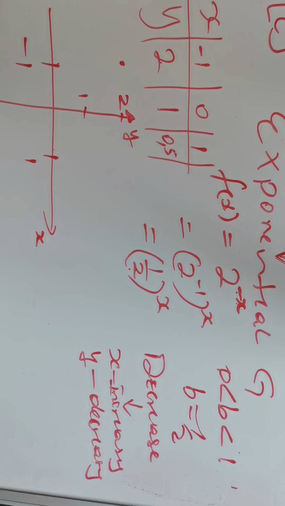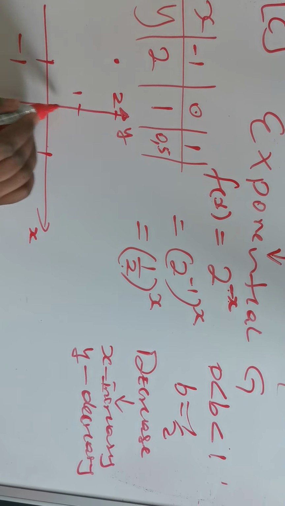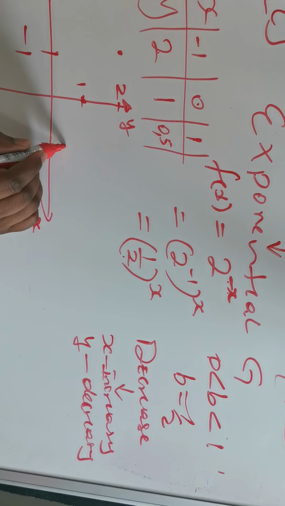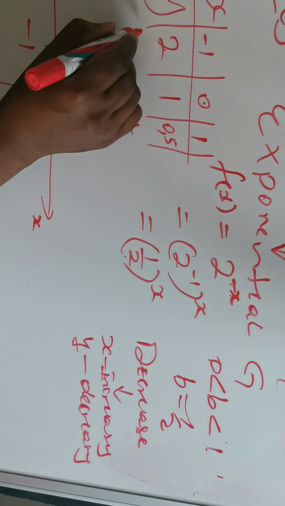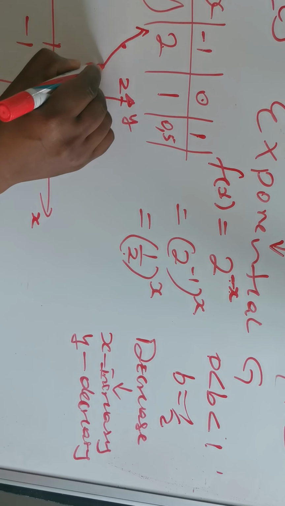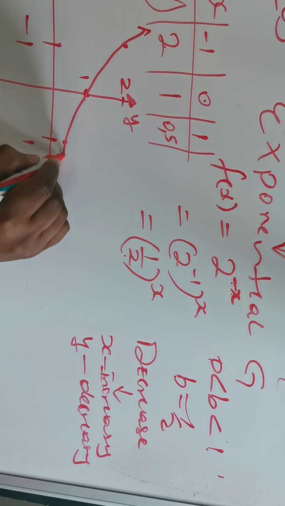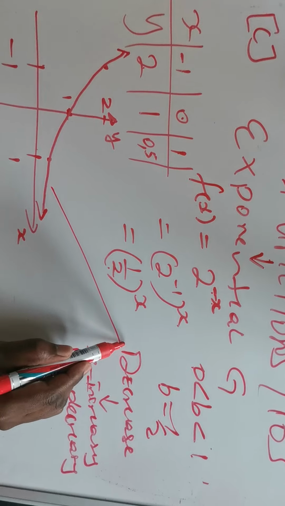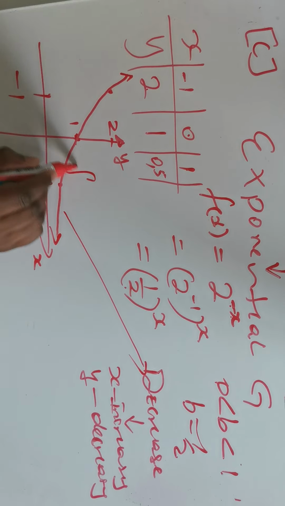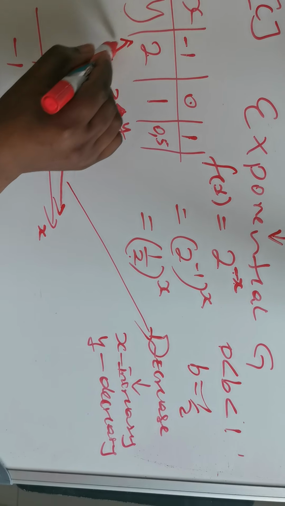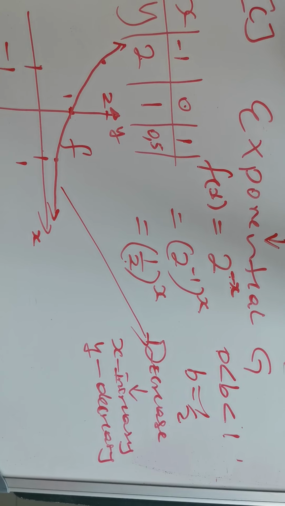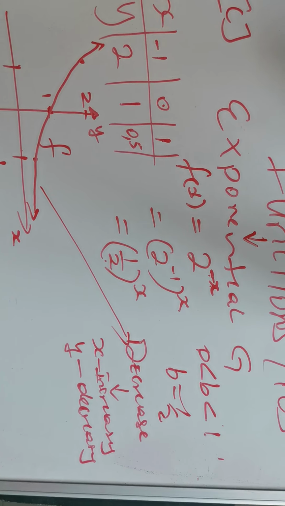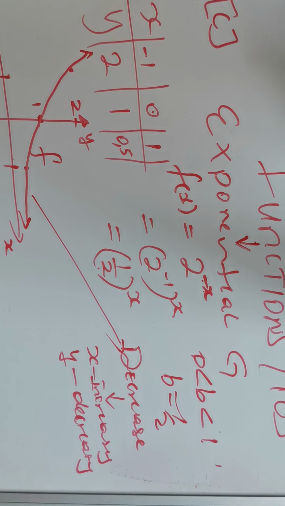Here is a point. If your x is 0, your y is 1. There we go. If your x is 1, your y is half. There we go. So it will be something like this. And as you can see, as x increases, your y is decreasing. So that's why we said this one is a decreasing function. Because as x increases, your y is decreasing. So we call it a decreasing function. So that is what is important with this one.